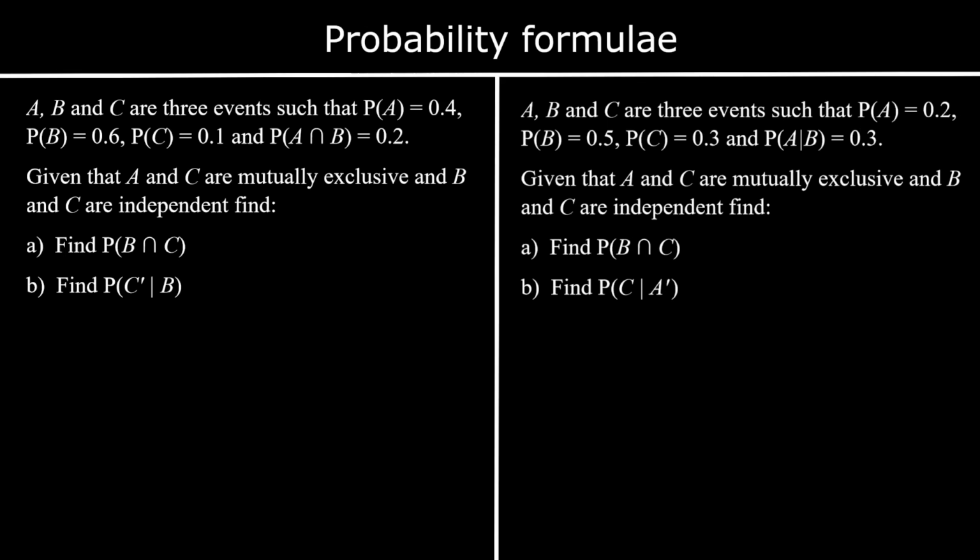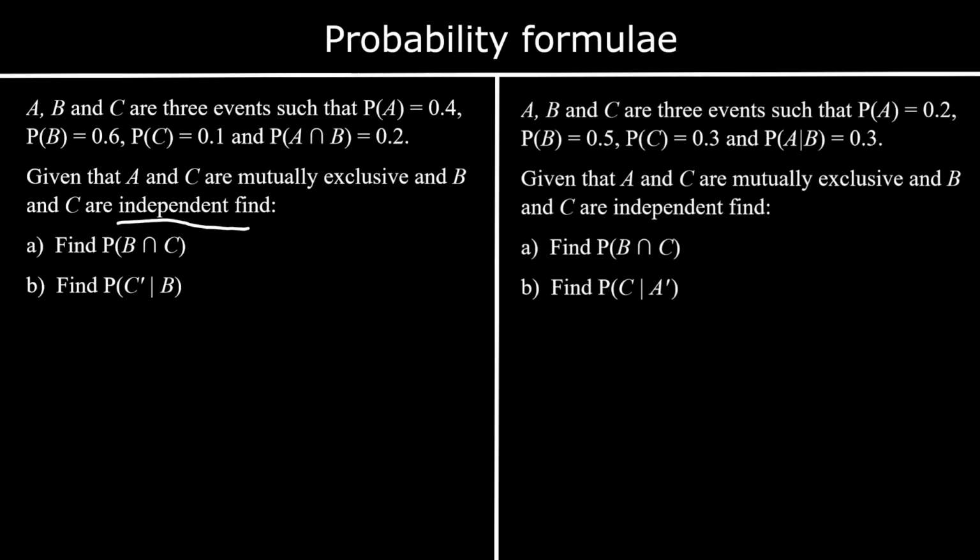And one more question. A, B, and C are three events such that the probability of A is 0.4, the probability of B is 0.6, the probability of C is 0.1, and the probability of A and B, the intersection, is 0.2. Given that A and C are mutually exclusive, so they can't happen at the same time, they've got no intersection, and B and C are independent, find the probability of B, the intersection of B and C.